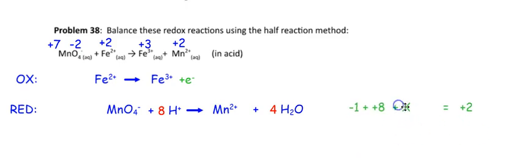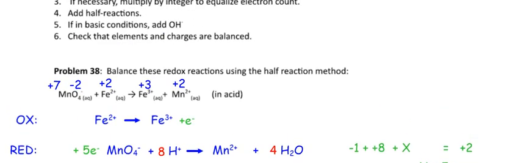I'm trying to figure out how many electrons I need. So -1 plus 8, this is my more positive side, so I'm going to add my electrons right here. And that's equal to my right-hand side, +2. Well, do the math. So this is a +7, plus how many electrons will equal +2? I think I need 5 negative charges. So I'm going to put my 5 electrons right here. Okay. So now I am ready.